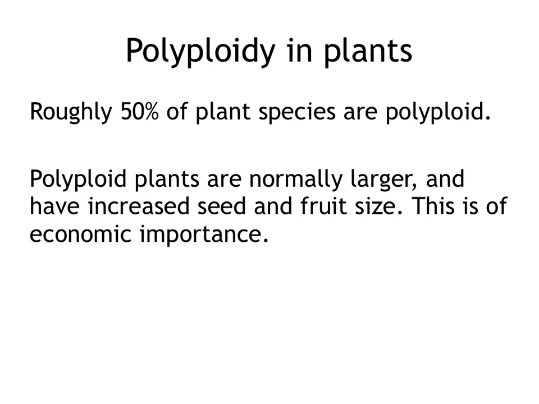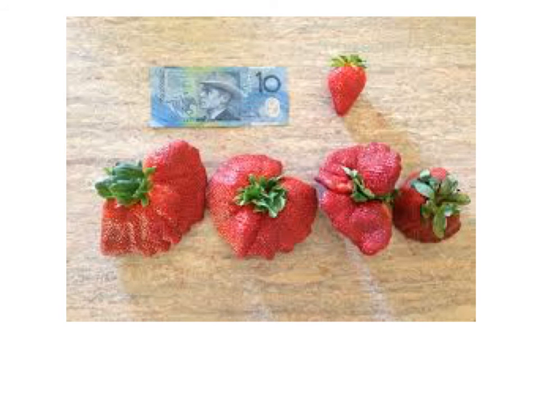Now, polyploidy is very common in plants. Roughly 50% of plant species are polyploid. Polyploid plants are normally larger and have an increased seed and fruit size, which is obviously economically useful. Here, for example, there are some polyploid strawberries, and you can see that they're much larger than a non-polyploid strawberry.